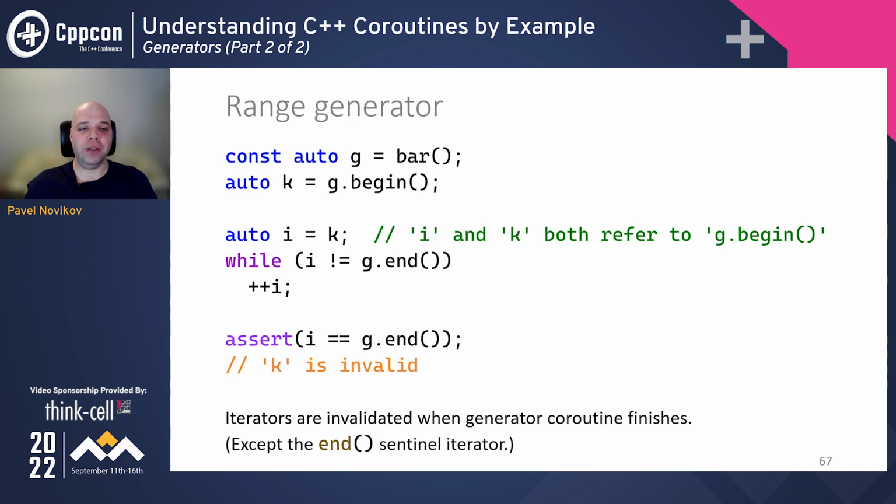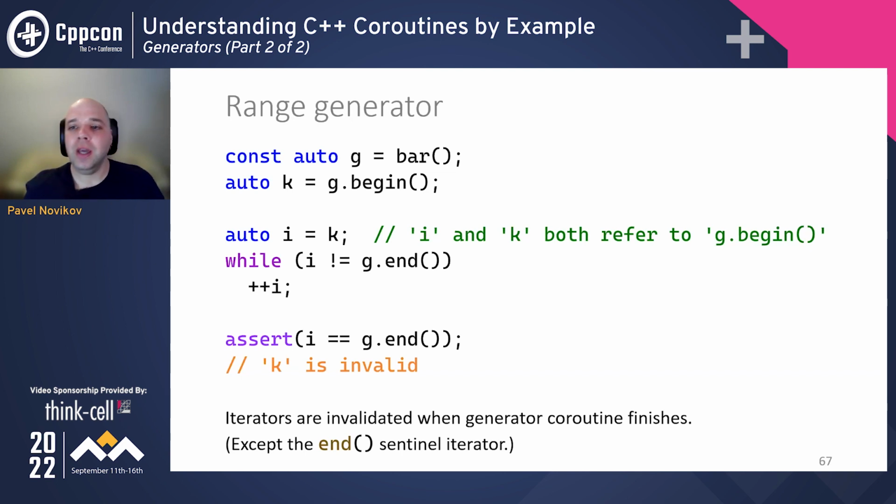If we use a copy of an iterator to increment and to get to the end, the iterator that we used, in this case i, becomes equal to end. But we didn't touch the k iterator, and after the coroutine is finished, k becomes invalid. So i, after the loop, becomes equal to end, but we did not touch the k iterator, and k at this point is invalid.